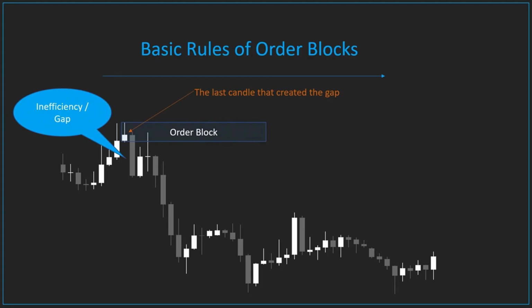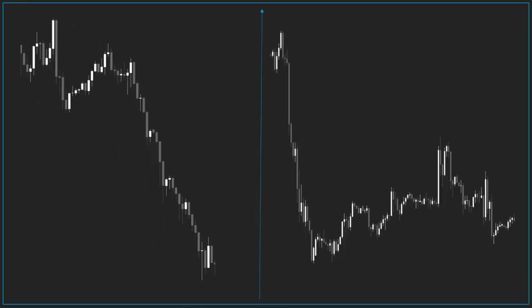Now that we have a clear understanding of how to spot them, let's move on to explore the different types of order blocks. Order blocks can show up in two places. At the start of the movement, where the trend kicks off. In the middle of the movement, typically as an opposite-colored candle.